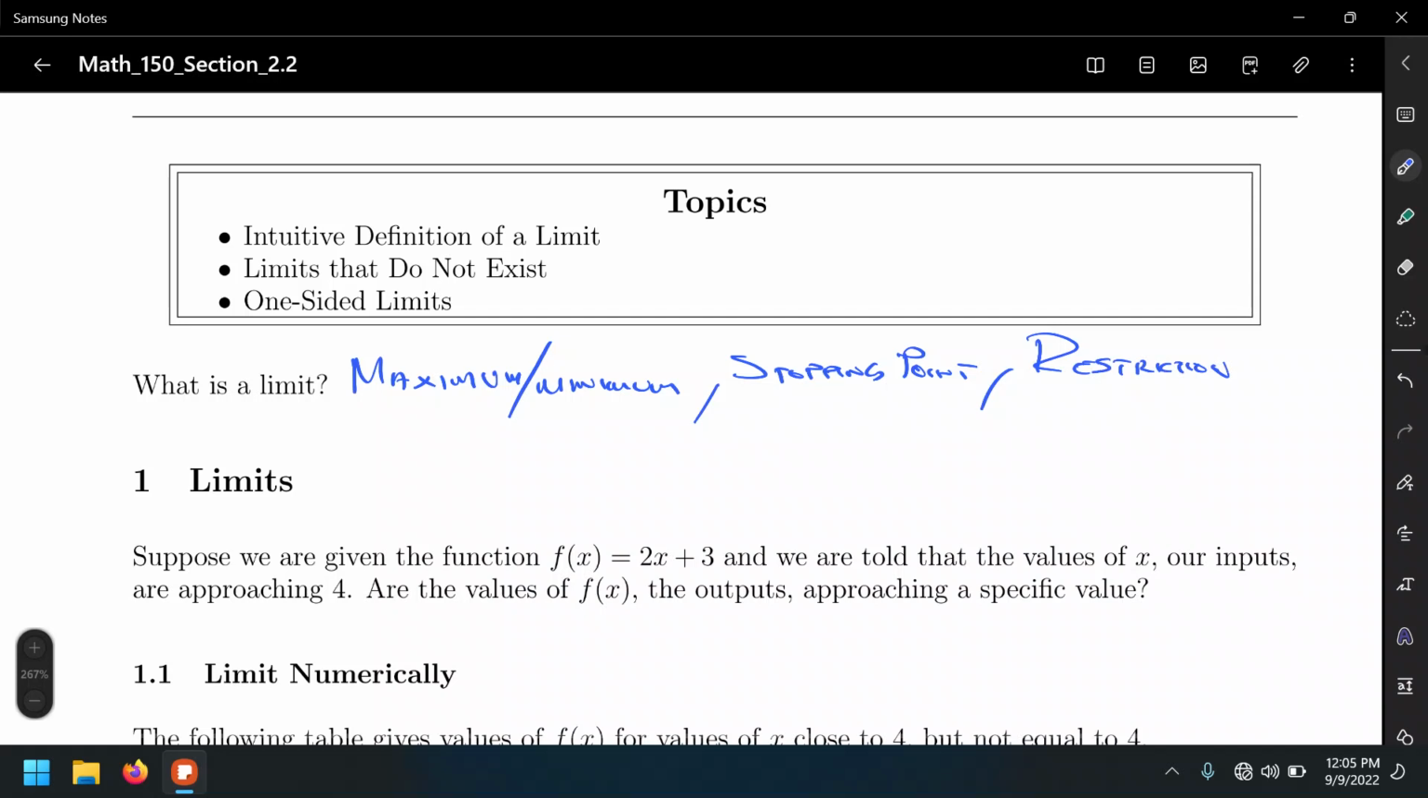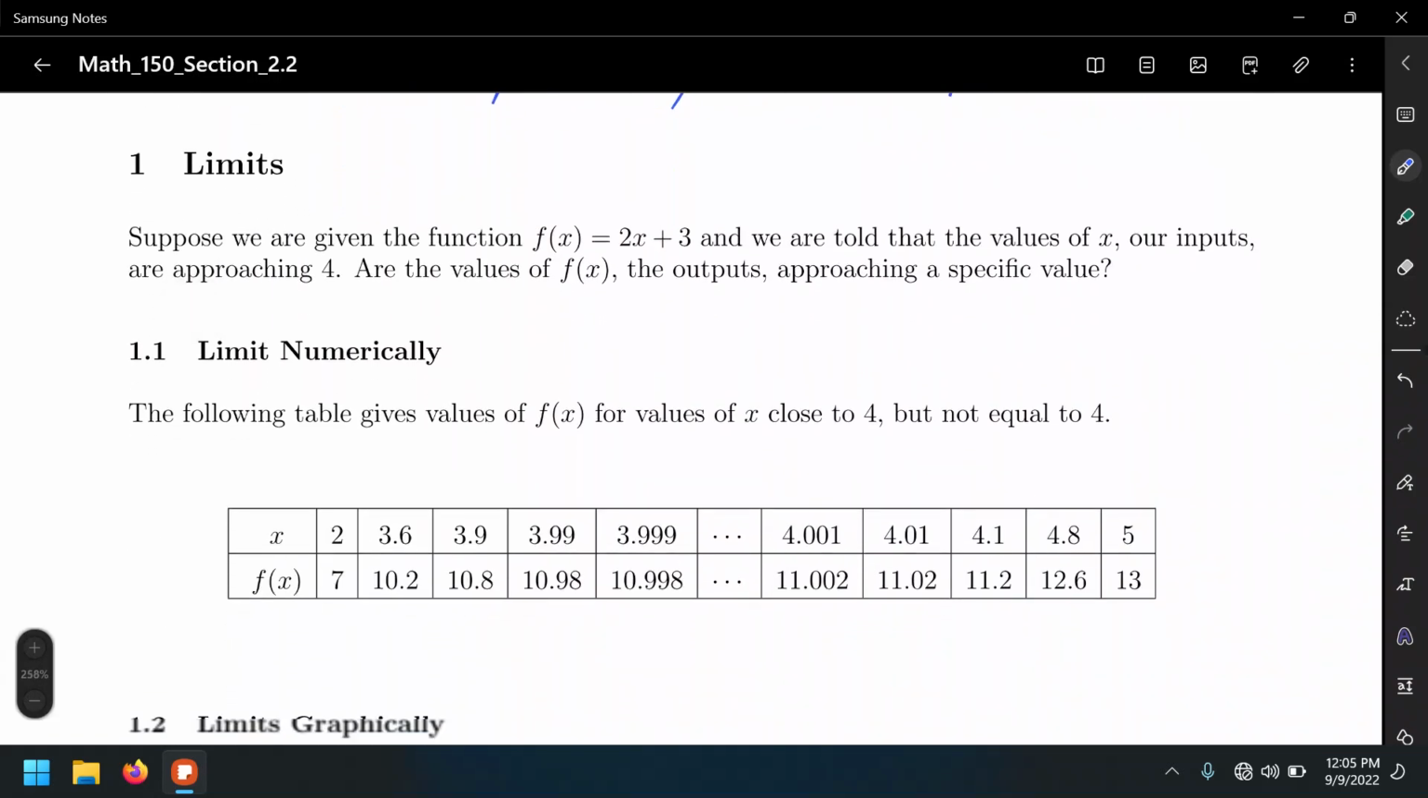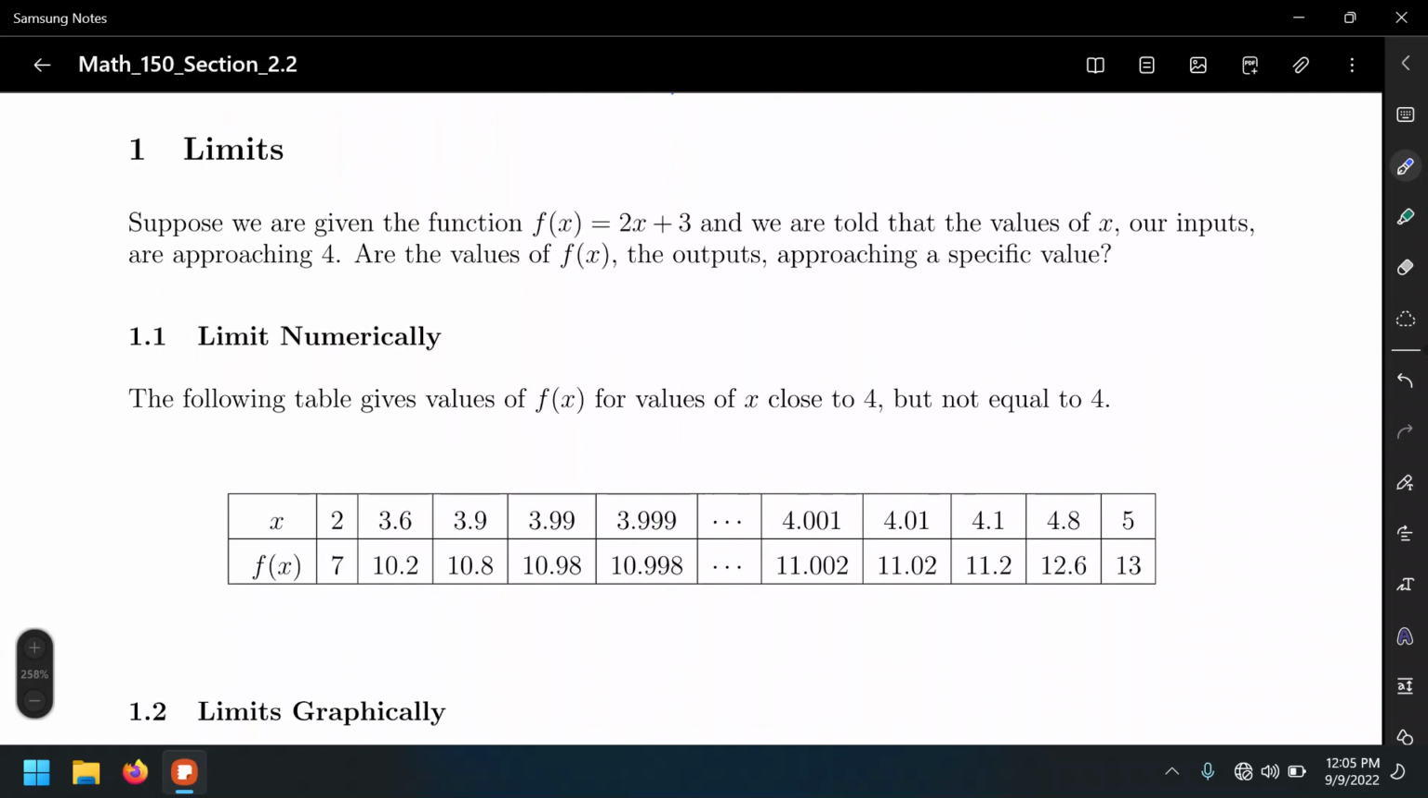So let's have a look at what we did in intermediate algebra, and let's put it together to come up with the concept of limit. How is that different? How is that very similar? We're given a function f of x, which is, in this case, something simple: f of x equals x plus 3. The x's are the inputs, right? That's part of the domain of the function. And these are approaching 4.